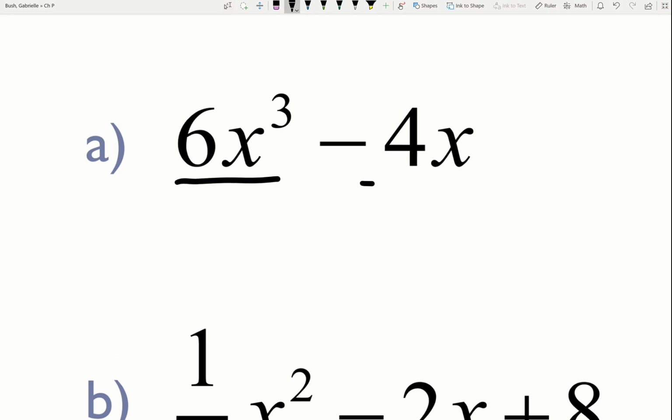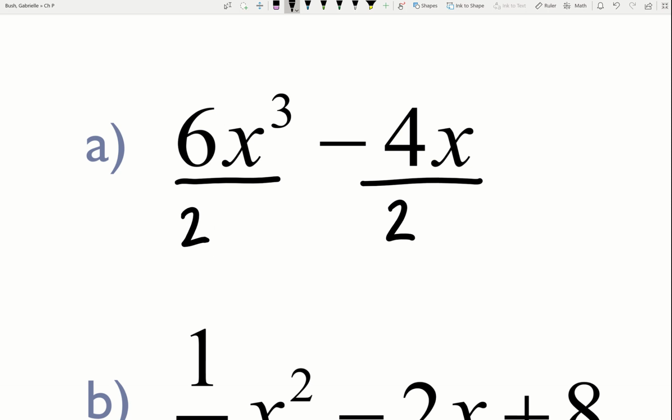What I always typically like to do, this kind of helps me, you don't have to do this, but I always kind of like to write a line under each one, and then below I like to kind of write what they have in common, right? Kind of like I'm dividing it out. So what's the most that these guys have in common? Well, the first thing I'm looking at are the coefficients of 6 and 4. I know that both of these have a common factor of 2 that I can divide out of both, right?